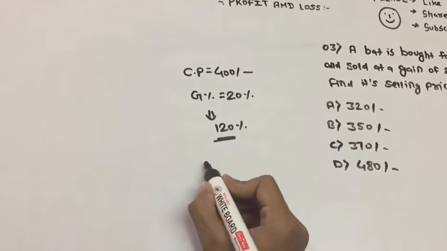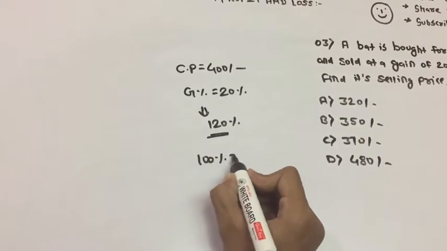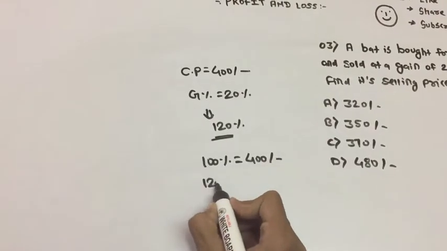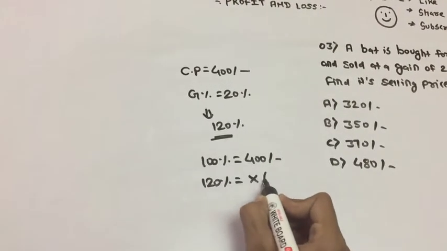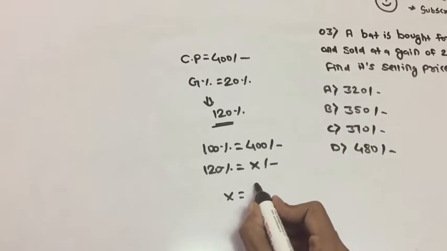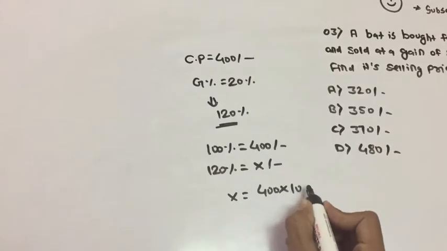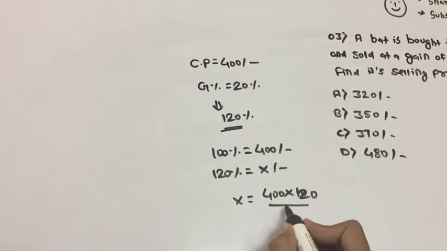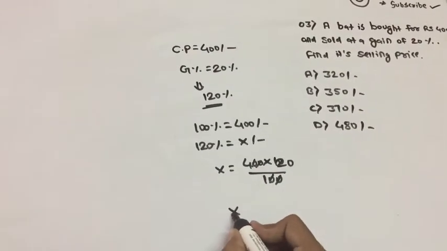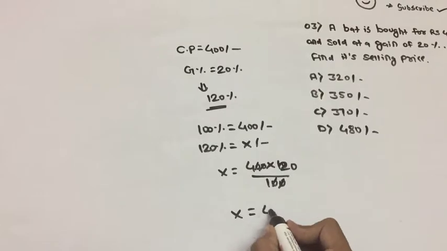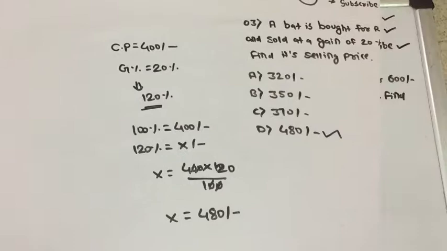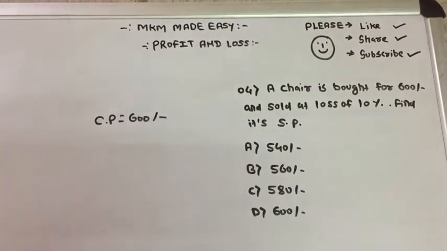Always take cost price equals to 100%, so cost price 100% equals 400 rupees, and 120% we don't know. If you cross multiply this, you will get the value of x as 400 into 120 divided by 100. If you solve this, you will get the value of x equals 480 rupees. So this will be your answer. Let me move on to the fourth problem.